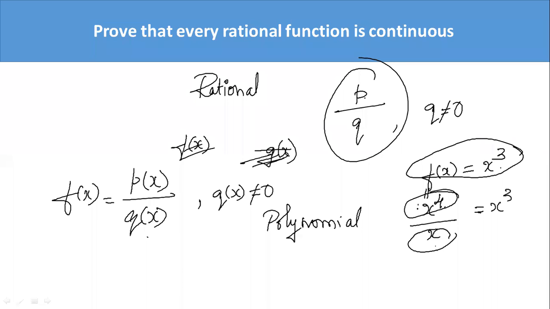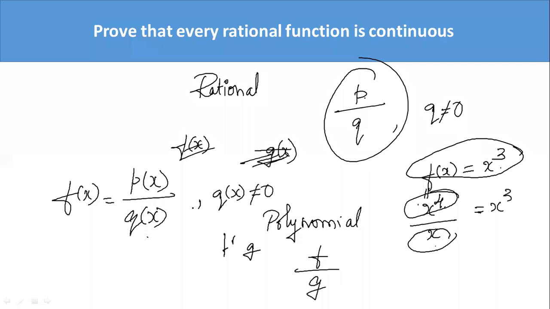What about x power 4, whether it is continuous? Yes. What about x? Whether x is continuous? Yes. So what we know is, if you have two functions f and g which are continuous at x is equal to c, what about f by g? f by g is also continuous, correct?